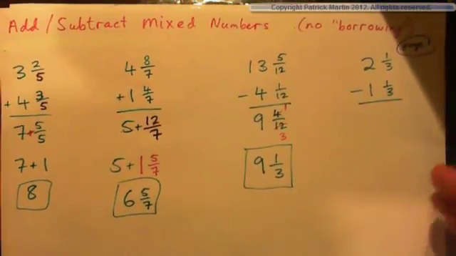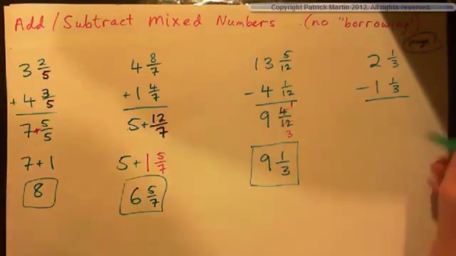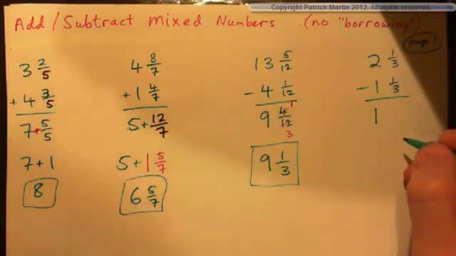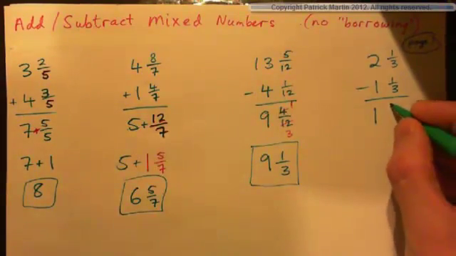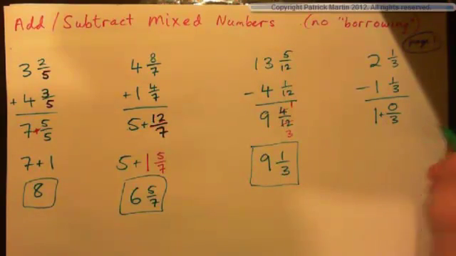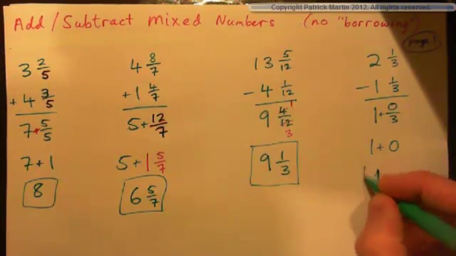How about this? 2 and 1/3 minus 1 and 1/3. 2 minus 1 is 1. 1/3 minus 1/3 is what? Well, just for fun, 0/3. So it's 1 plus 0/3, or 1 plus 0. It's 1, isn't it? Has to be 1.